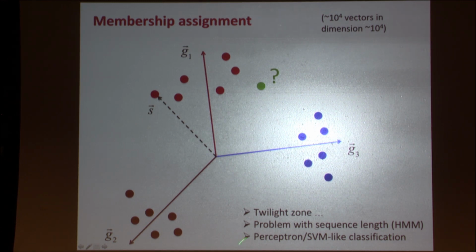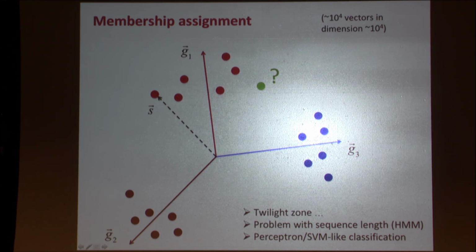Okay. One thing I just want to mention for those of you who know a little bit, maybe you heard about support vector machine or perceptron. This classification algorithm is simply a perceptron or support vector machine, essentially. Basically compute the dot product with some vectors and try to find the largest one.